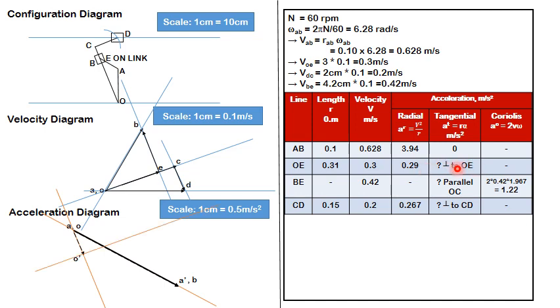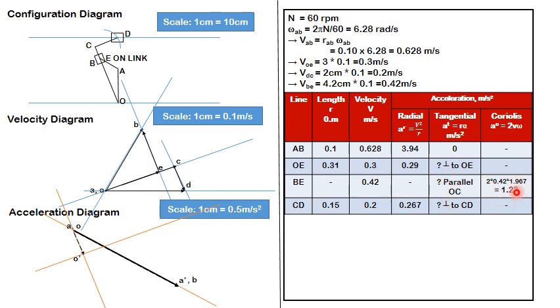So just draw a line perpendicular to AO dash, and this line indicates the direction in which the tangential component of link OE acts. So let us proceed further. For BE, the parallel component or tangential component of OC is unknown, but we know the coriolis component, and this one acts perpendicular to link B. So always draw the known quantity first and then go for the unknown value.